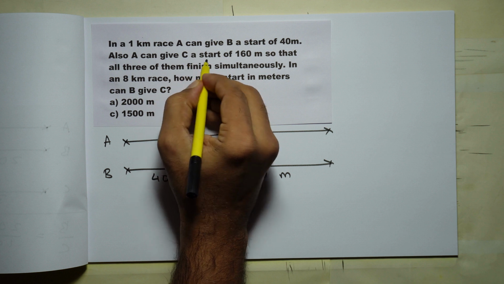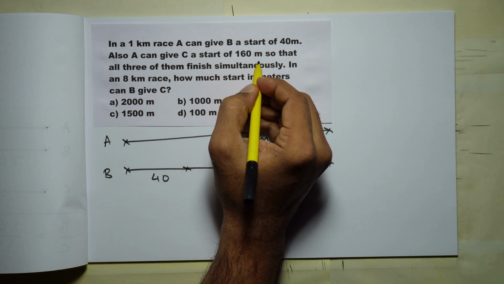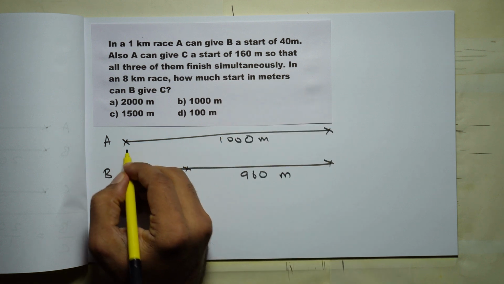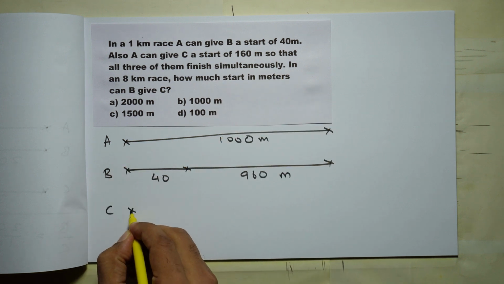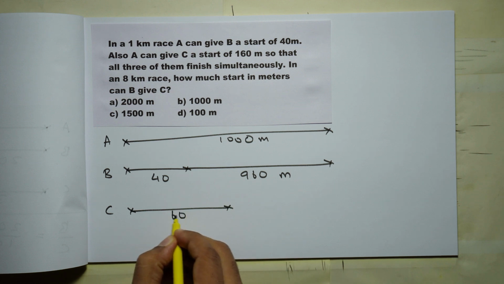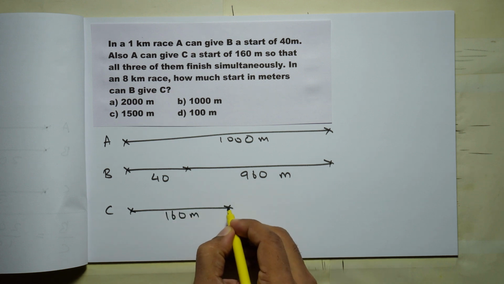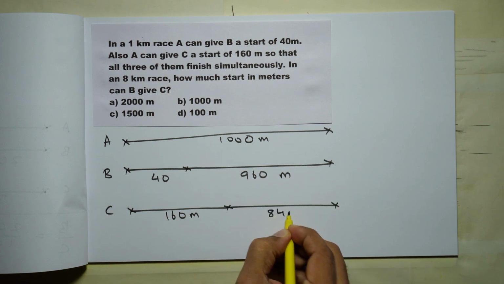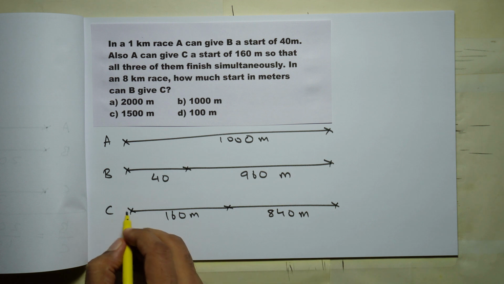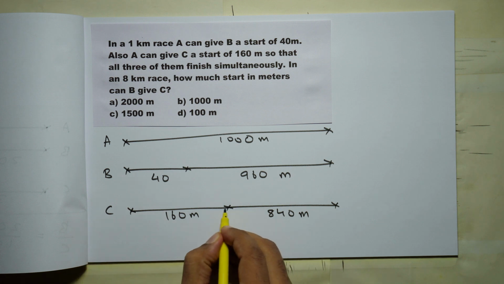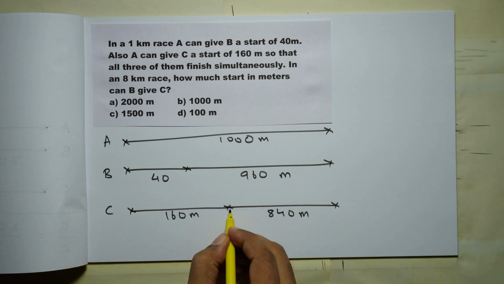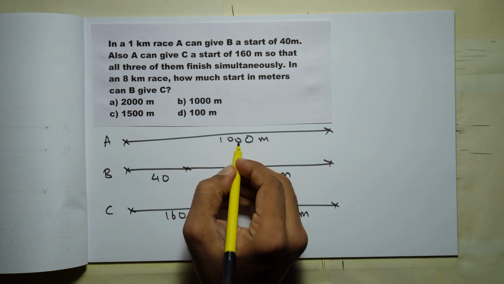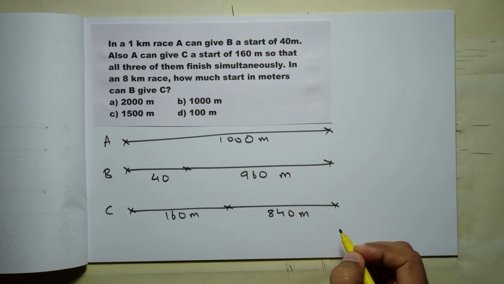Also, A can give C a start of 160 meters so that all three of them finish simultaneously. So A will initially allow C to run for 160 meters. Now altogether it's a 1 kilometer race, so remaining distance is 840 meters. And so you can see that when C does this remaining 840 meters, in that much time, A will do the full 1 kilometer or 1000 meters and all three of them will finish simultaneously.